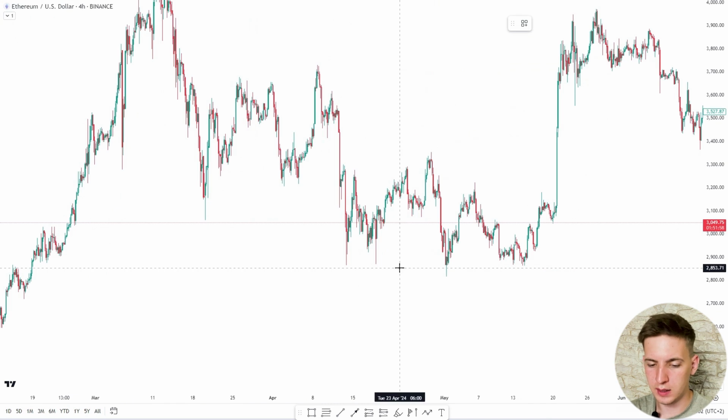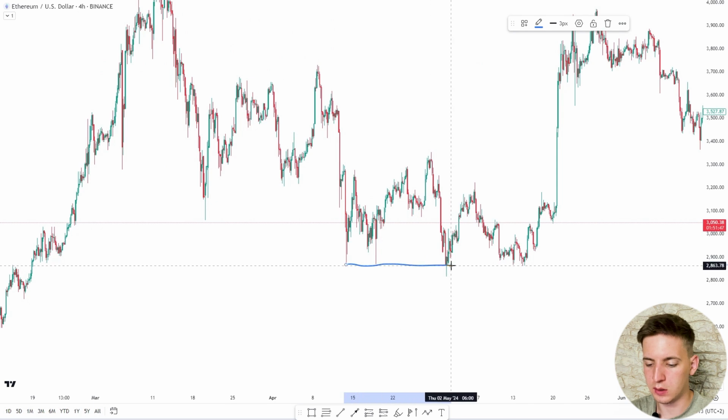So, the asset is Ethereum and the time frame is 4 hours. I want to show you an example of a triple touch. So, we have some level. There is the first touch, the second touch, and the third touch. Note that everything has come together in the best possible way.